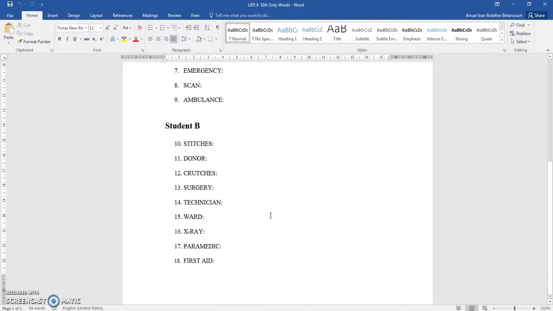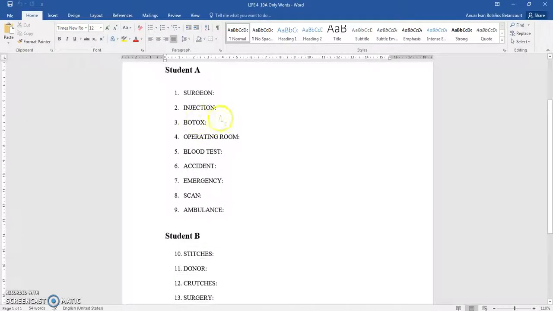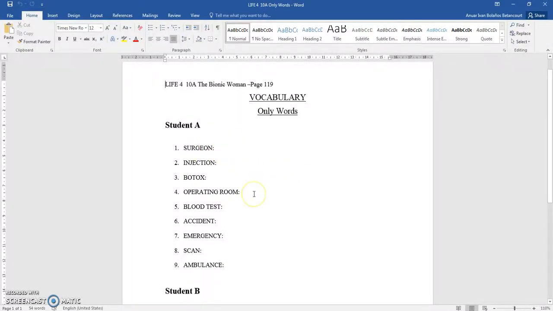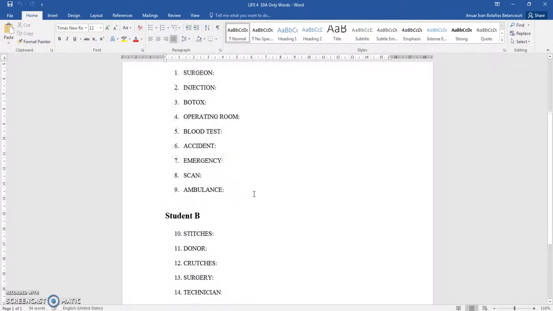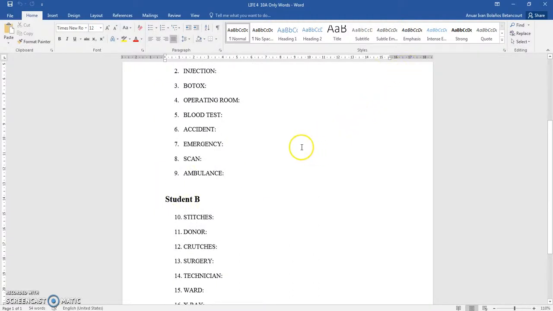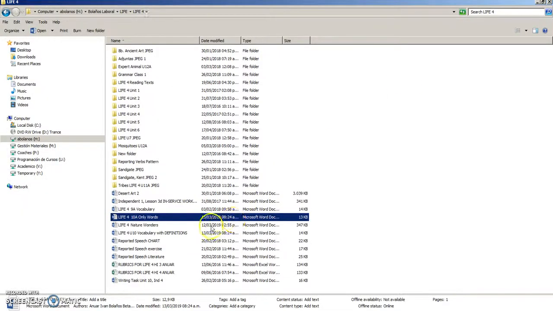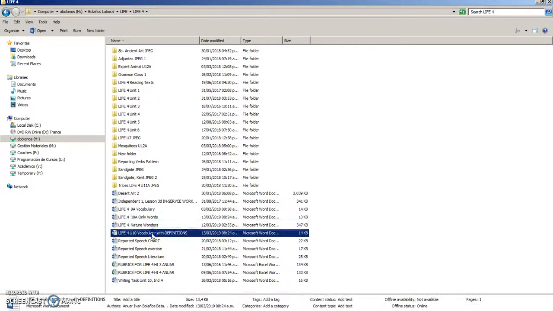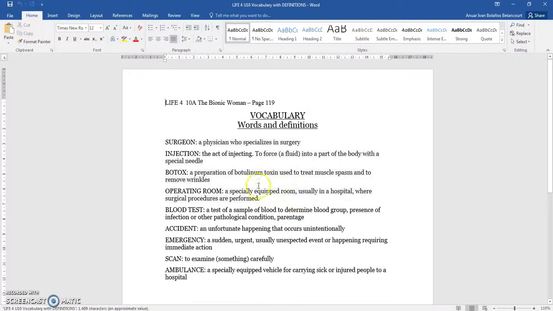So they go home, that's the day before, and they look up these definitions in the dictionary, and the next day they come and, number one, they share this with a partner. So student A with student B talk about the vocabulary they have. Then what I do is I give them the definitions, which is this, right? It's exactly the same words.